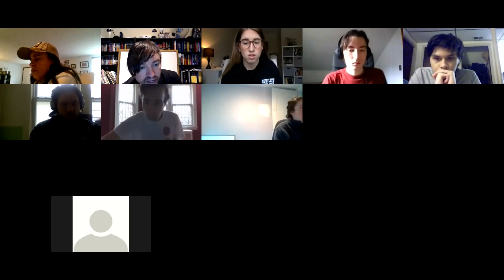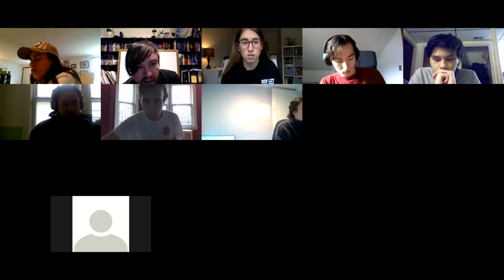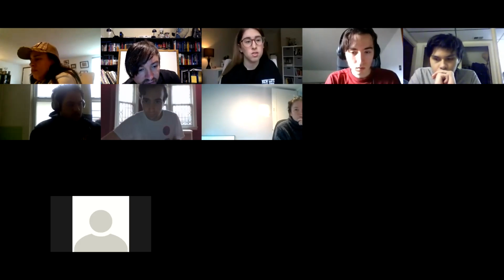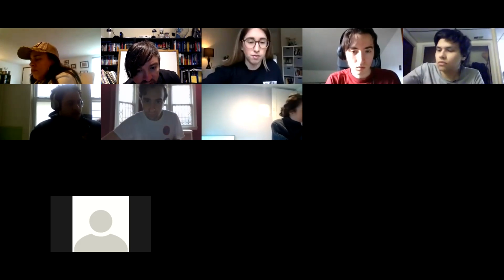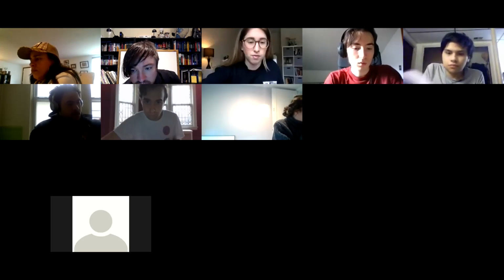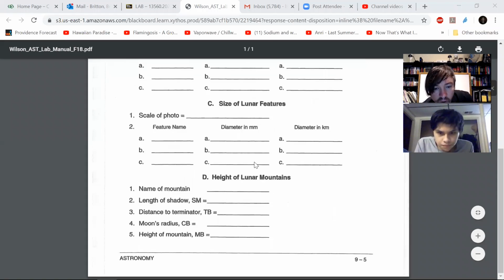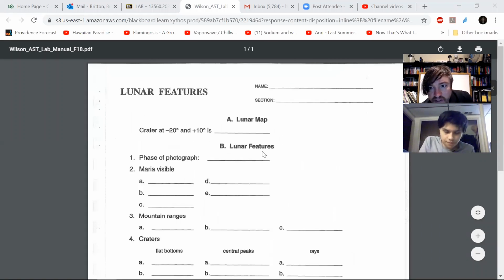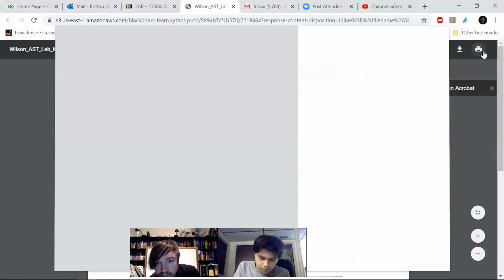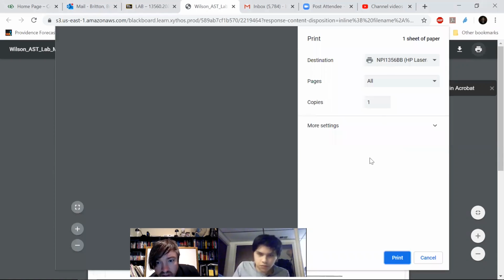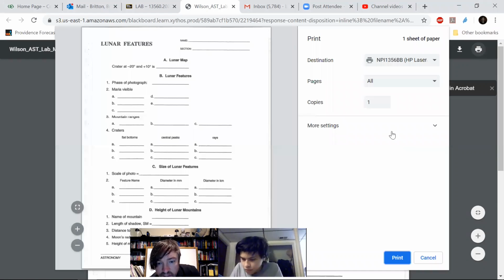However, I should have the Lunar Features Lab up, and if I share my screen with you, which I'm probably going to have to do anyways to start the class off, this is the only sheet you really need for the Lunar Features Lab, this one right here. I'm going to kind of hit print now. Hopefully it'll all work itself out.